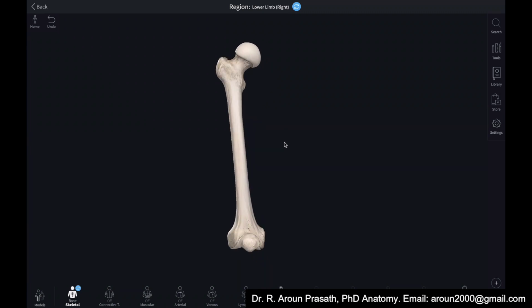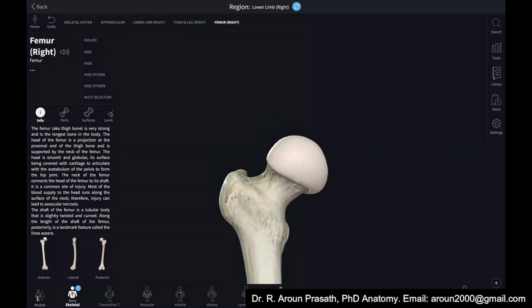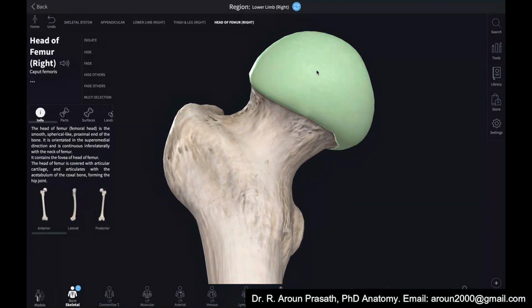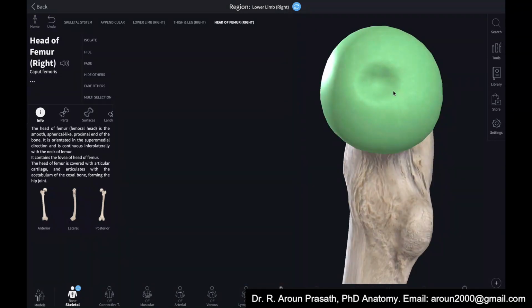As I told you, any long bone has an upper end, lower end and the shaft. This area is the upper end of the femur, and this area is the lower end of the femur. In the upper end you have the head of the femur, neck of the femur, and then this trochanteric region. I will show you one by one. So this part is called the head of the femur.